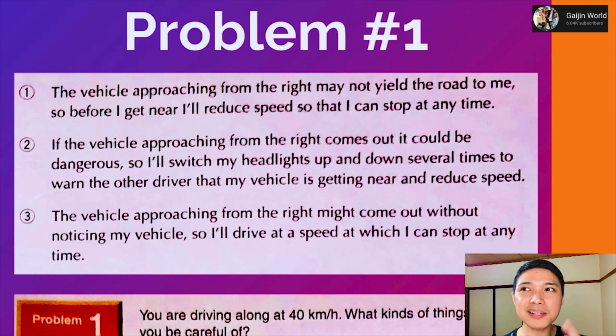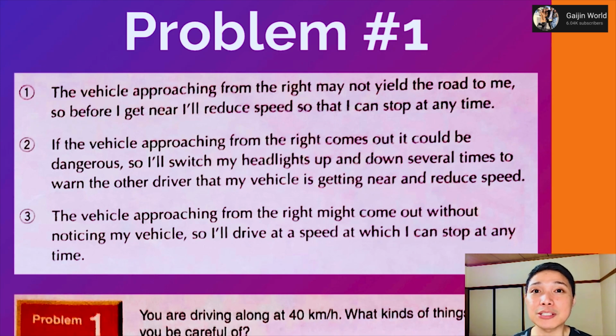Okay, problem number 1, question number 1. The vehicle approaching from the right may not yield the road to me, so before I get near, I will reduce speed so that I can stop at any time. Okay, number 2. If the vehicle approaching from the right comes out, it could be dangerous, so I will switch my headlights up and down several times to warn the other driver that my vehicle is getting near and reduce speed. Number 3. The vehicle approaching from the right might come out without noticing my vehicle, so I will drive at a speed at which I can stop at any time.